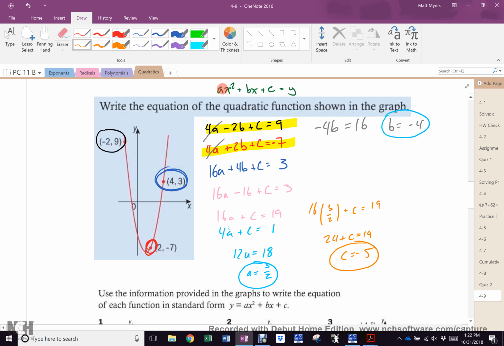Do I need an A, a B, and a C? So what do I write up there? What's my final answer going to look like? What goes in for A? 3 over 2 x squared minus 4x minus 5 equals y. Is everybody good? Everyone's good?